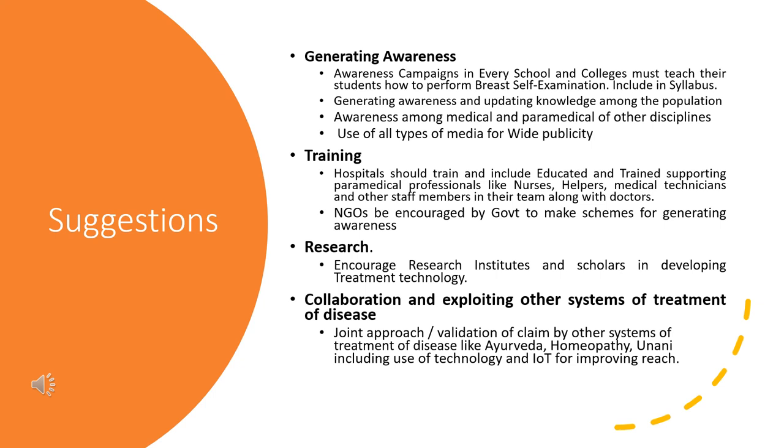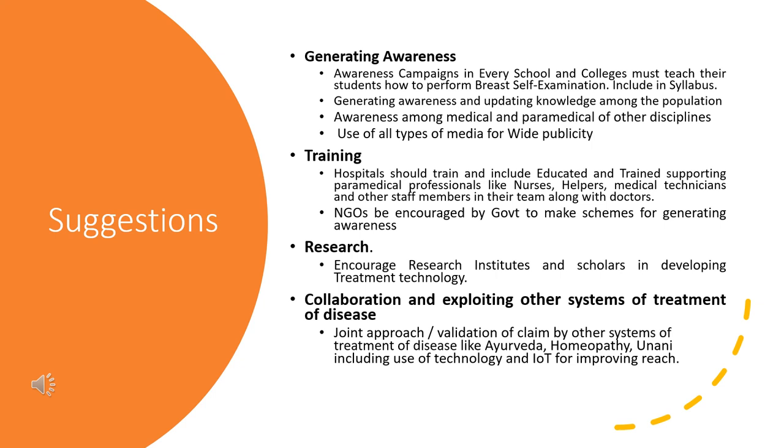The second category is to train more and more people. Hospitals should train and include educated and trained supporting paramedical professionals, like nurses, helpers, medical technicians and other staff members, in their team along with the doctors. NGOs should be encouraged by the government to make schemes for generating awareness.